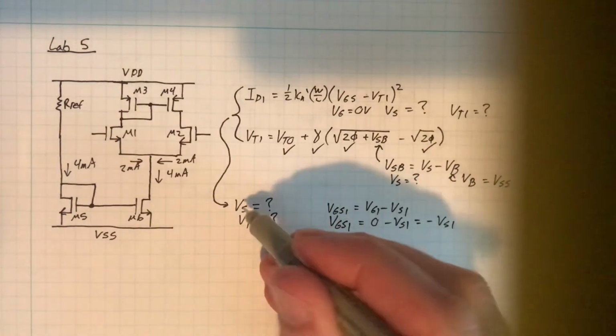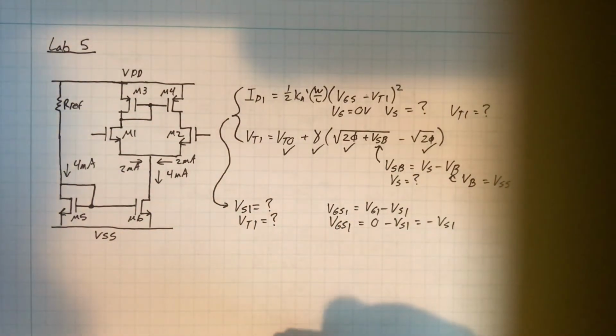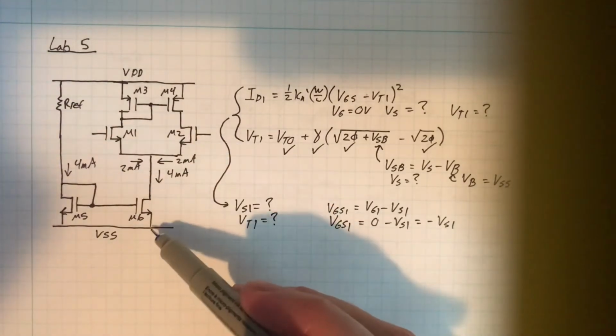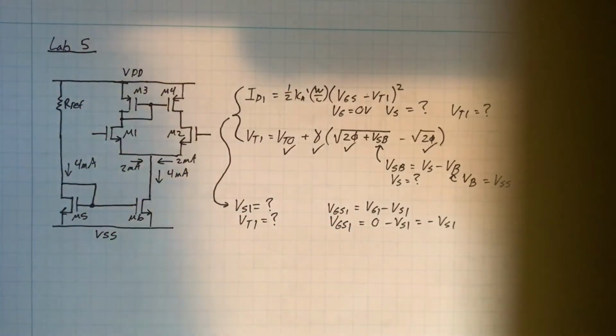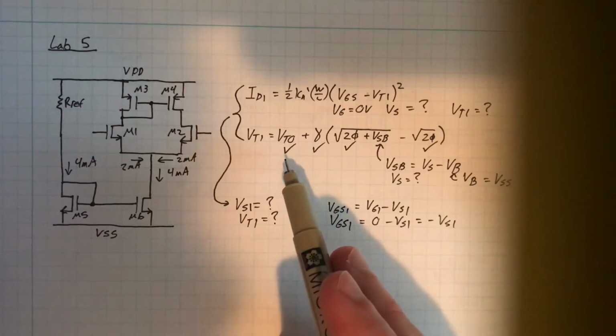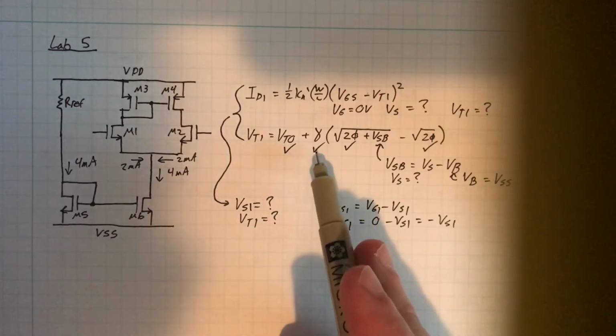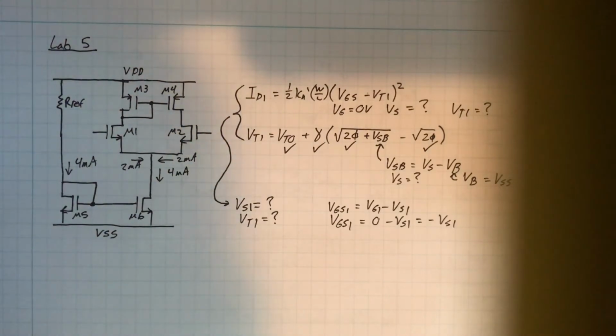For VS1, you should get a negative value here. Since the gate is at 0 and the supply is -5, you're going to be somewhere between 0 and -5 for this to operate correctly. And VT1 will be something greater than VTO because it is increased due to body effect. So it'll be greater than 0.7.